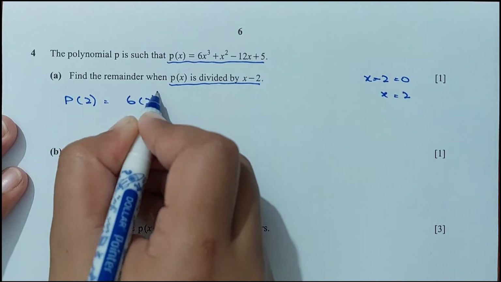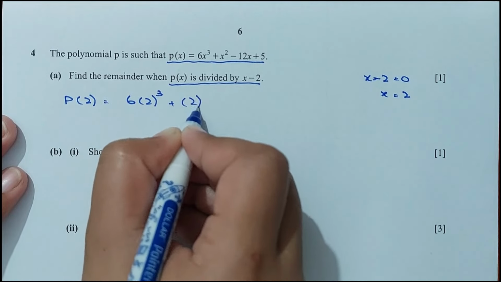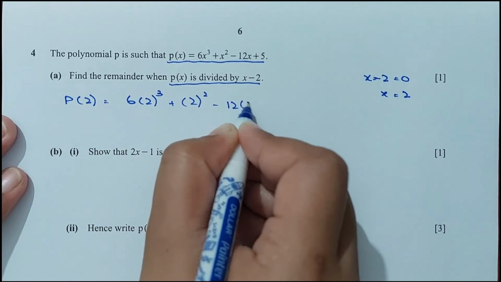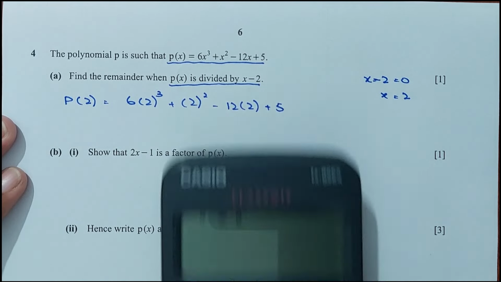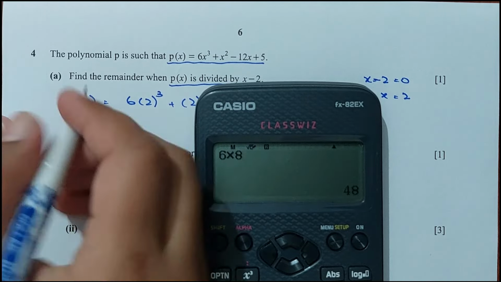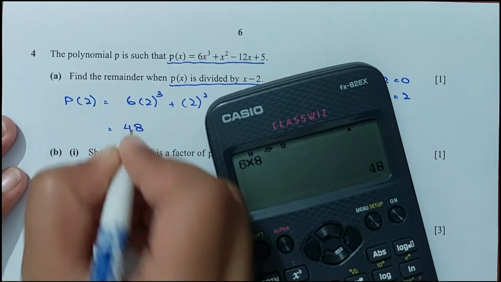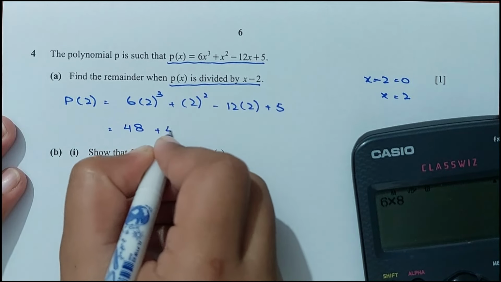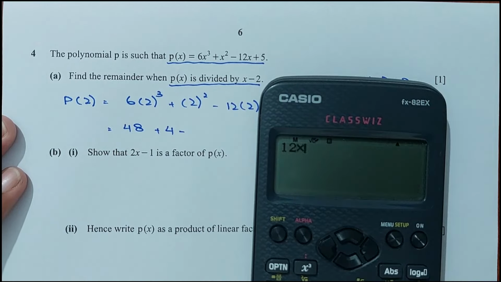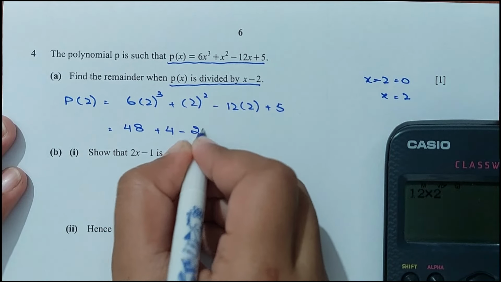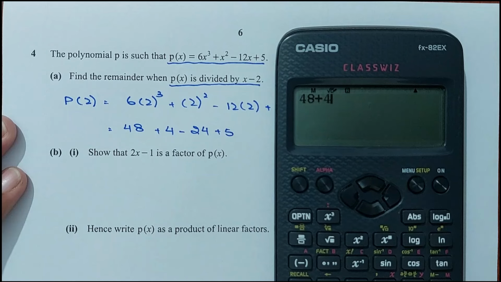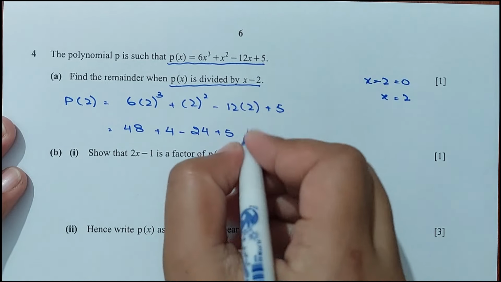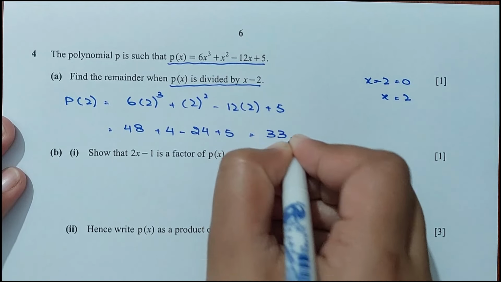6 into 2 cube plus 2 square minus 12 into 2 plus 5. Okay. So 2 cube is 8. 6 times 8 is 48. 2 square is 4. Minus 12 times 2 is 24. And plus 5. Now simplify. 48 plus 4 minus 24 plus 5. This is 33. So the remainder is 33.